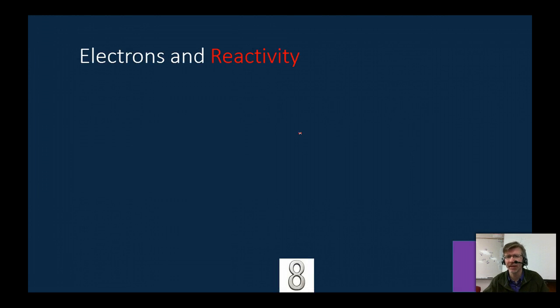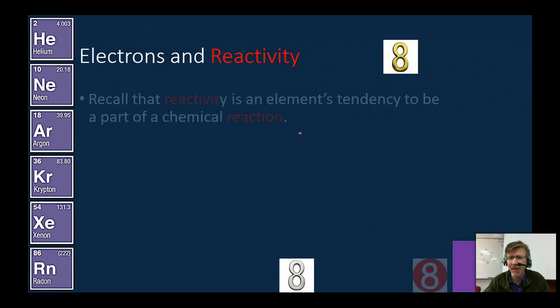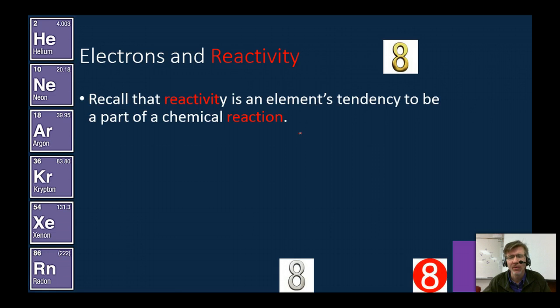Electrons and reactivity. Helium, neon, argon. Oh, what are those? Okay. Reactivity is an element's tendency, or an atom's tendency, to be part of a chemical reaction. Remember some of the effects of a chemical reaction: heat, color change, light, precipitation, temperature. We said heat. All right.